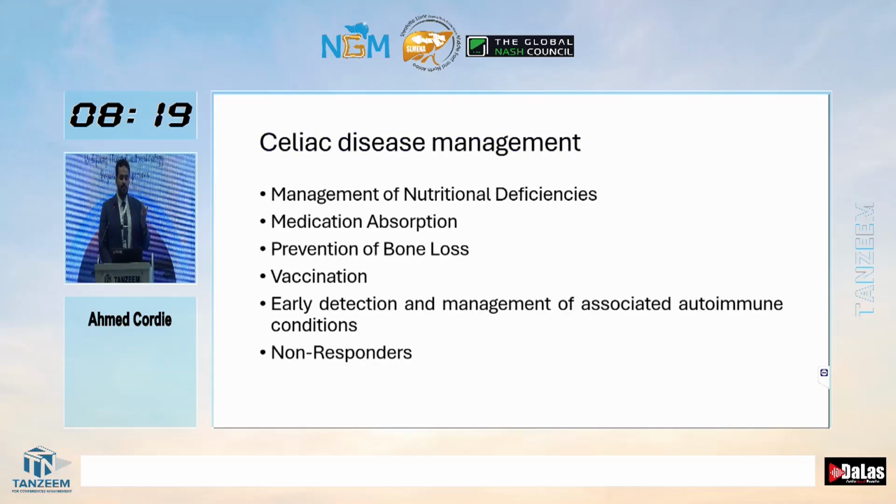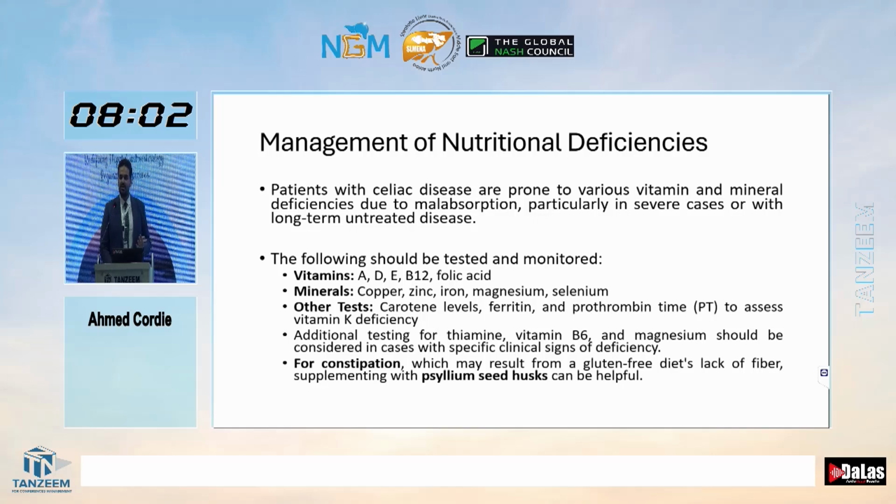But celiac disease clinical management should include management of nutritional deficiencies, medication absorption, prevention of bone loss, vaccination, early detection and management of associated autoimmune conditions, and you need to pay attention to those who are non-responders. For the management of nutritional deficiencies, they are listed here in this slide. A lot of vitamins and minerals should be tested and managed according to the state of our patient.